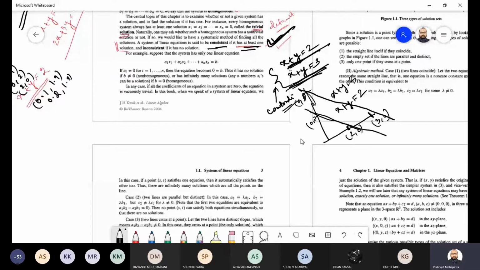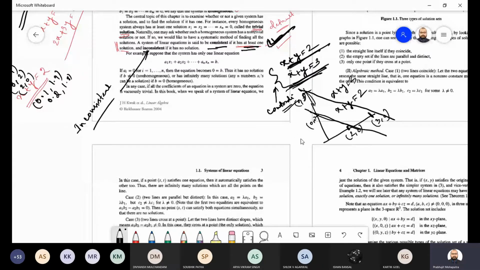So these two lines are parallel. They will never touch each other, which means there will be no solution. If you have no solution, that is called inconsistent. What is inconsistent? Inconsistent means you do not have even one solution.